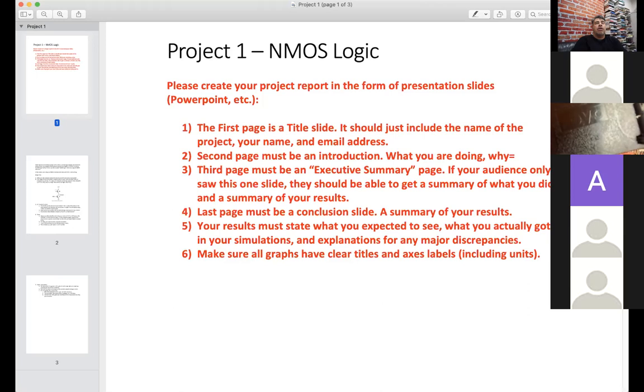You see that all the time. You just see some graph, there's no units, there's no titles, it's just a horizontal axis, vertical axis, and some plot, and it's no good. Okay, so those are the ground rules.